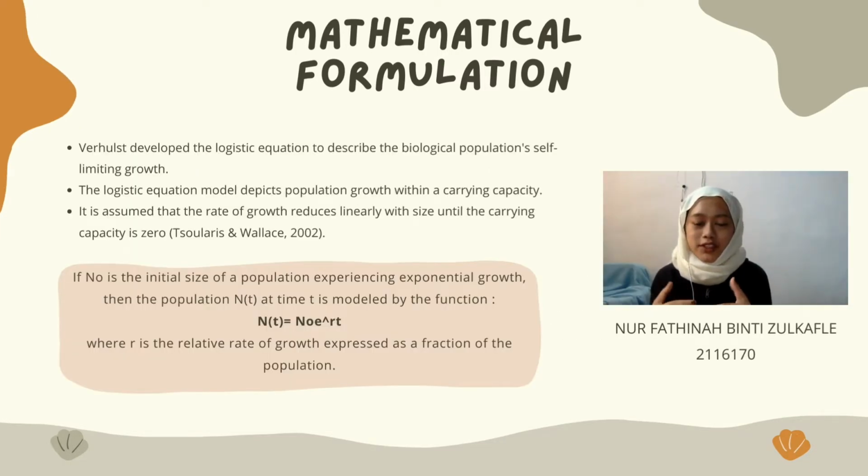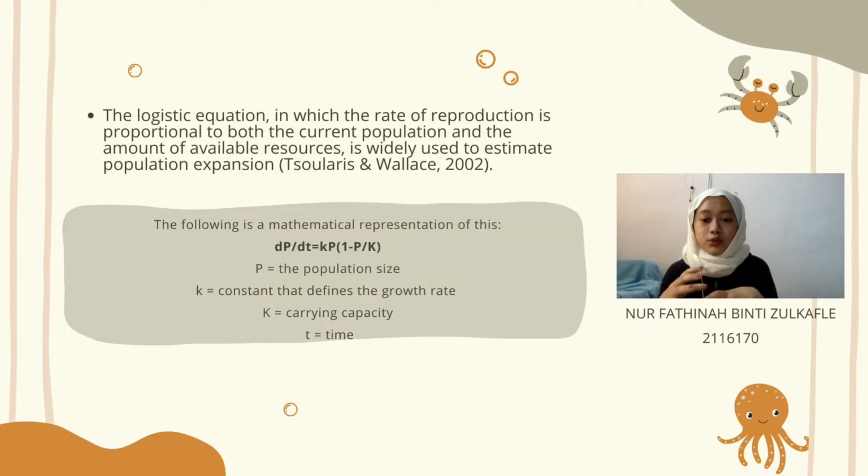Verhulst developed the logistic equation to describe the biological population's self-limiting growth. The logistic equation model depicts population growth within a carrying capacity. It is assumed that the rate of growth reduces linearly with size until the carrying capacity is reached. The logistic equation, in which the rate of reproduction is proportional to both the current population and the amount of available resources, is widely used to estimate population expansion. The mathematical representation of that is included in the slide.